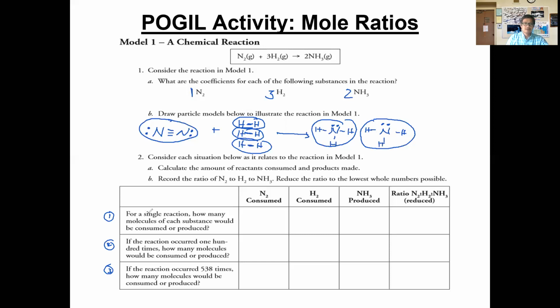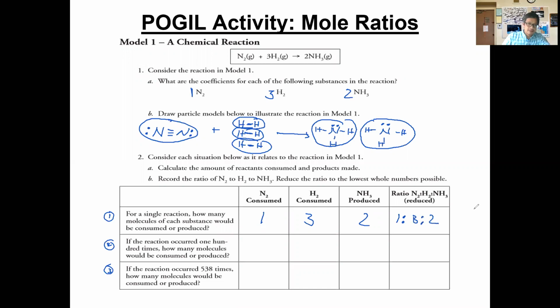being formed. Okay, so in this first part here, they tell us that if you run a single reaction, how many molecules of each substance do we use and form? Okay, so if you run this reaction once, you're going to use 1 molecule of nitrogen. You're going to use 3 molecules of hydrogen to form 2 molecules of ammonia, which gives us a simplified ratio of 1 to 3 to 2. Okay, so that's the ratio there.